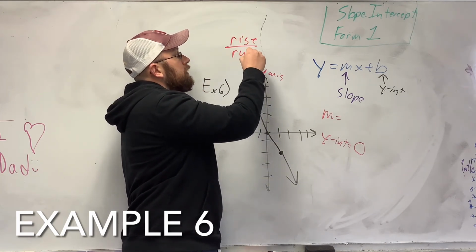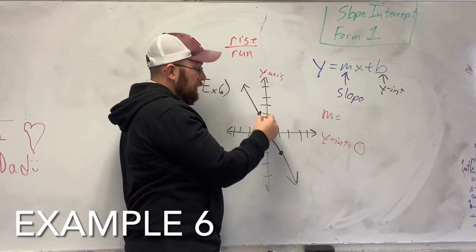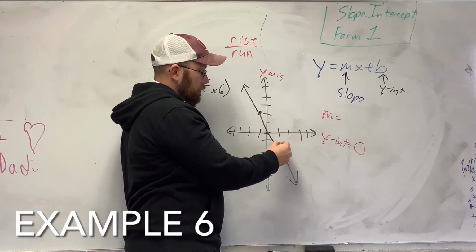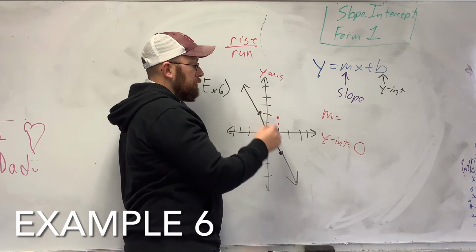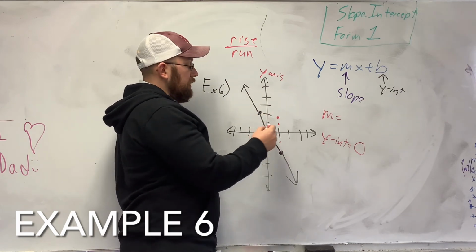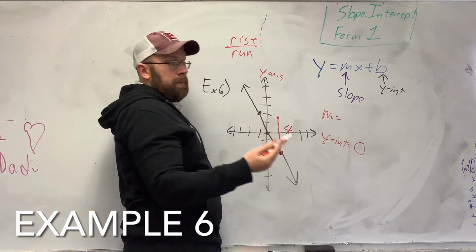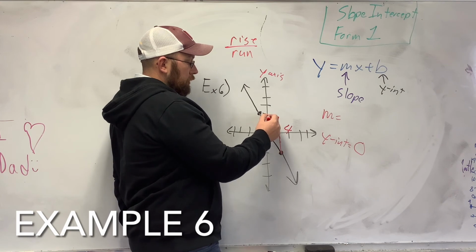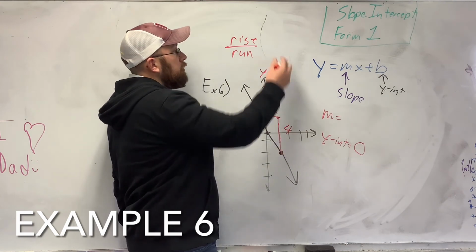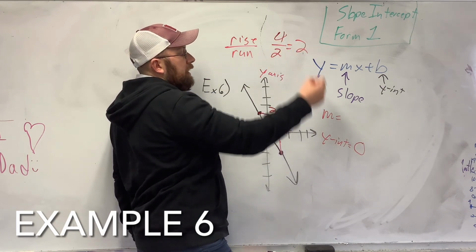So I'm going to start at this point right here, and I'm just going to rise up until I meet this point right here. So 1, 2, 3, and 4. So now I'm directly across from it. So this right here is 4. All I'm doing is basically making a right triangle. And now I need to meet it. 1, 2. So I rose up 4, and I ran over 2, simplified down to 2.